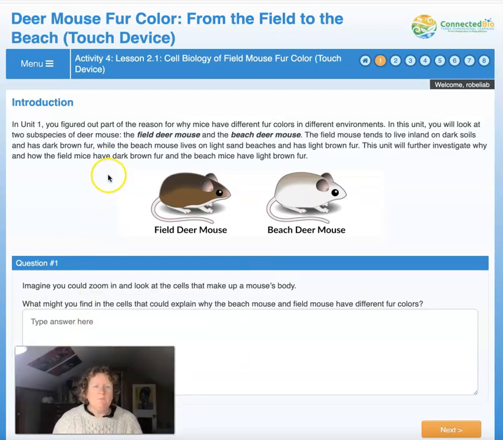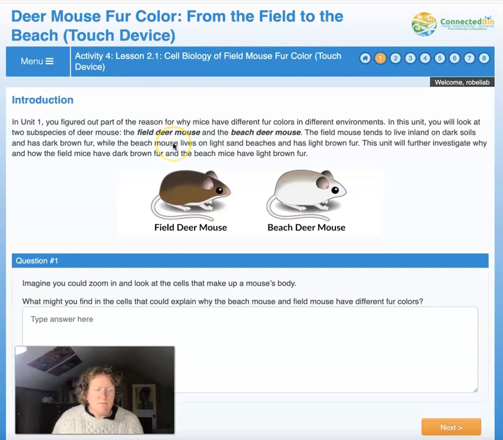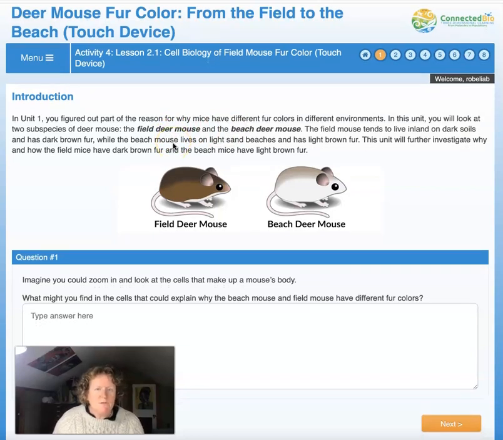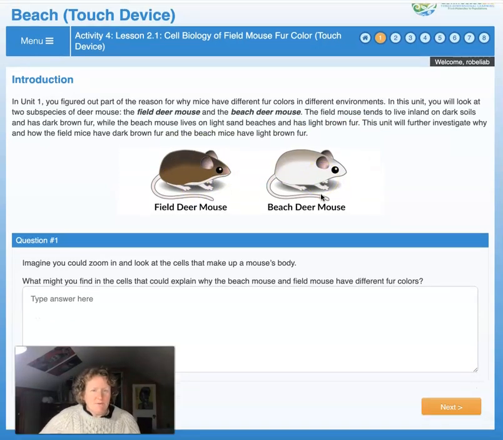In Unit 1, you figured out part of the reason why mice have different fur colors in different environments. In this unit, you'll look at two subspecies of deer mice, the field deer mouse and the beach deer mouse. The field deer mouse tends to live inland on dark soils and has dark brown fur, while the beach mouse lives on light sand beaches and has light brown fur. This unit will investigate why and how field mice have dark brown fur and beach deer mice have light brown fur.